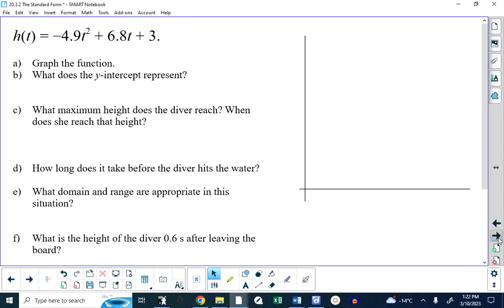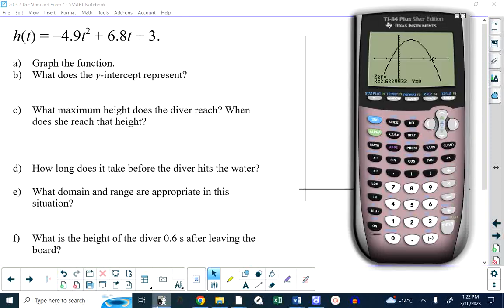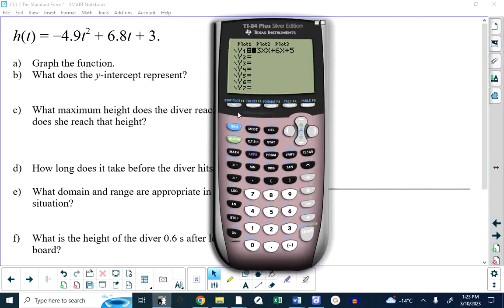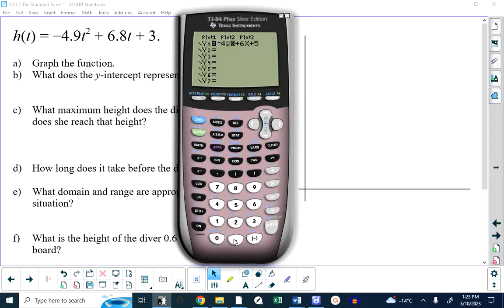We're going to graph this on the calculator. We're not going to worry about sketching it by using a vertex approach because we don't know the vertex form. So we're simply going to go y equals negative 4.9x squared plus 6.8x plus 3, but we're not going to go zoom standard. The reason is this is not just a math equation, this is an application. So first of all, we have to use some common sense here.